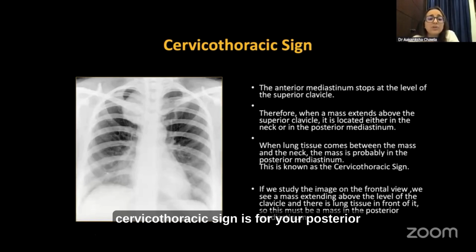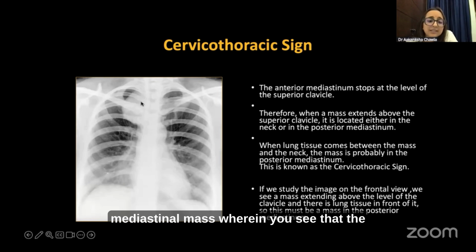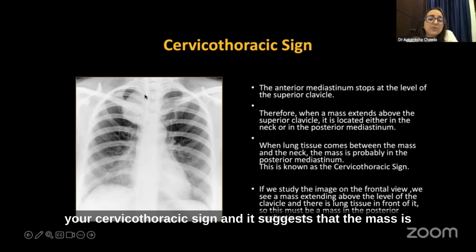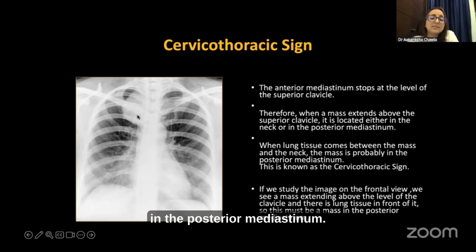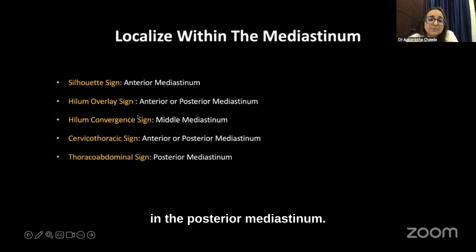Now, cervicothoracic sign is for your posterior mediastinal mass, wherein you see that the mass is crossing the clavicle. The mass is above the clavicles. So this is your cervicothoracic sign, and it suggests that the mass is in the posterior mediastinum.